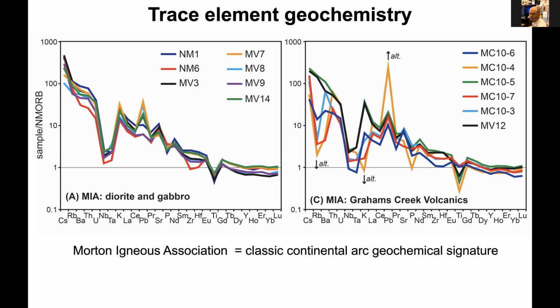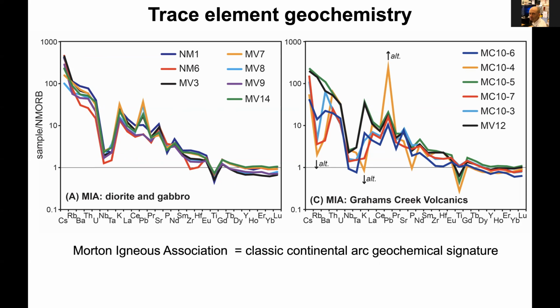So a mid-ocean ridge basalt would plot at 1 here. Various samples of diorites and gabbros, mafic rocks from the Morton Igneous Association, are shown here. They have a very consistent pattern with this distinct enrichment in incompatible elements and depletion in niobium, tantalum, and titanium, which is a classic subduction-related signature. In fact, a very classic continental arc geochemical signature.